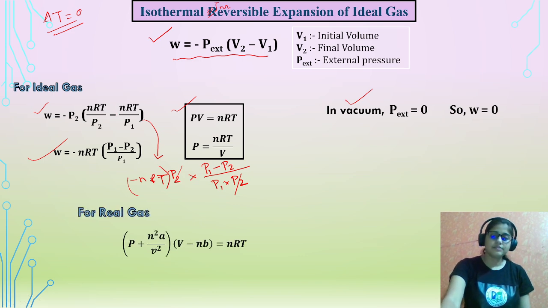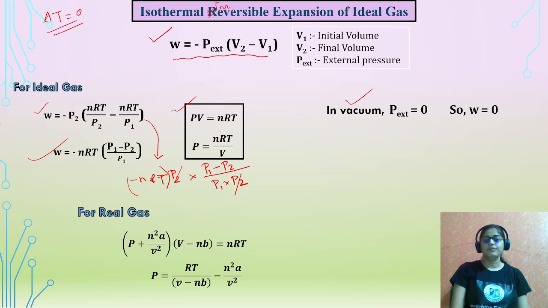So for real gas, we know this, and if we put the value of P again in this equation, we will get the value for real gas. We should not remember the values for real gas. We know for the real gas or van der Waals gas what the equation of gas is, and from there we can actually get the equation for pressure, and we can put the value of pressure in the equation of work.